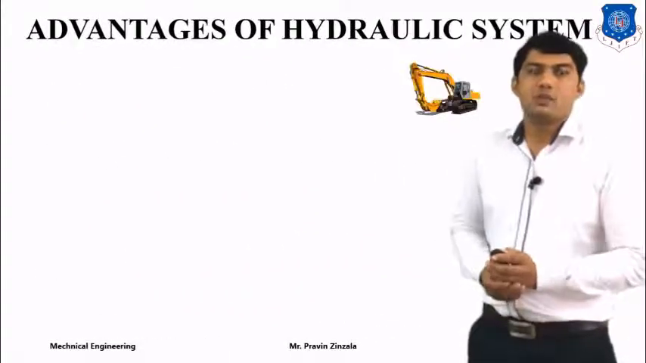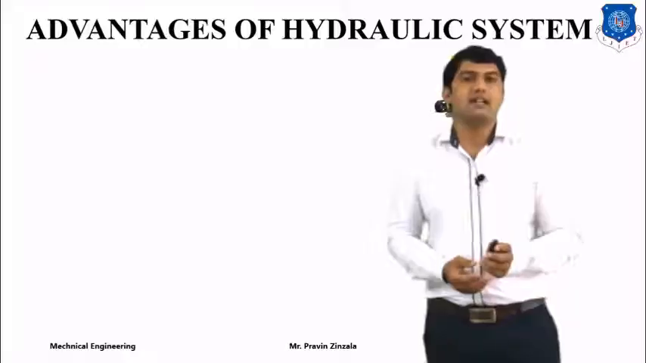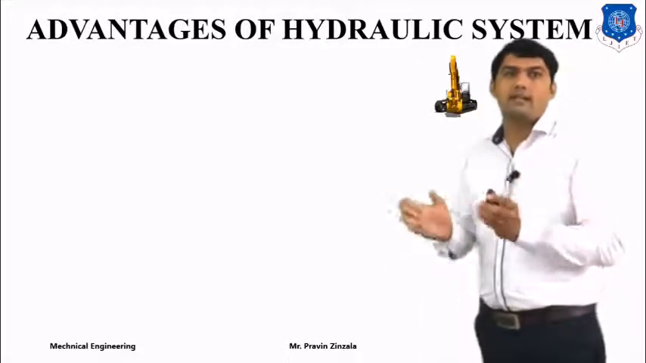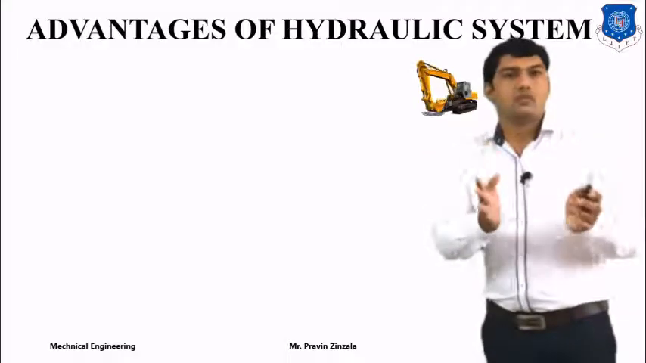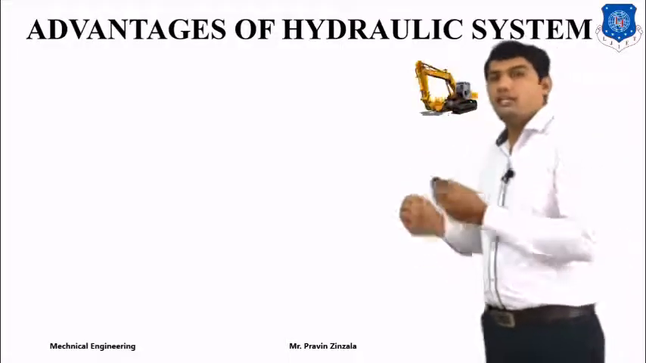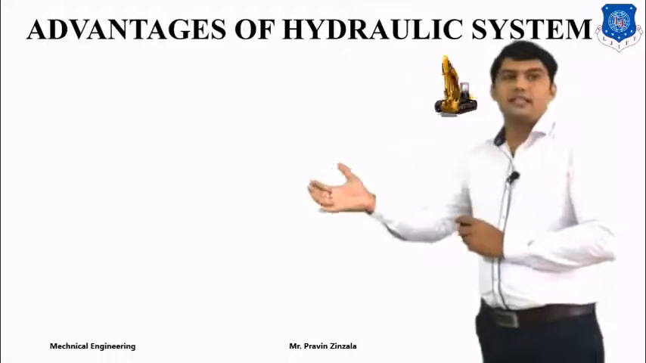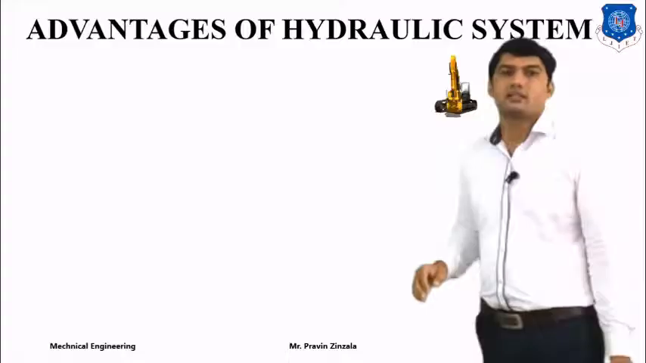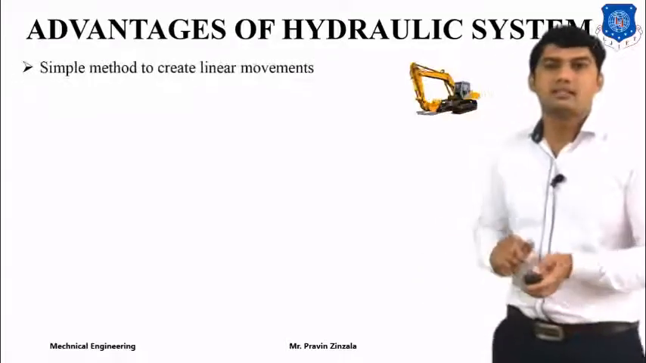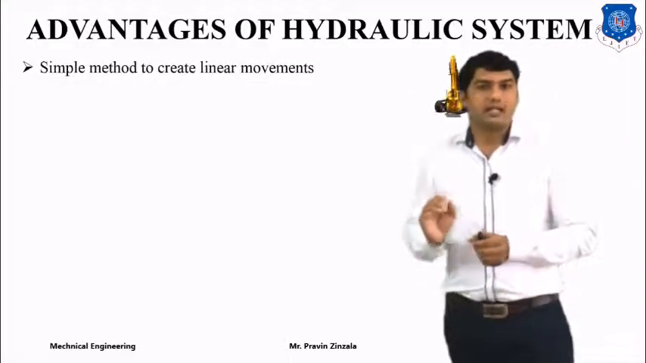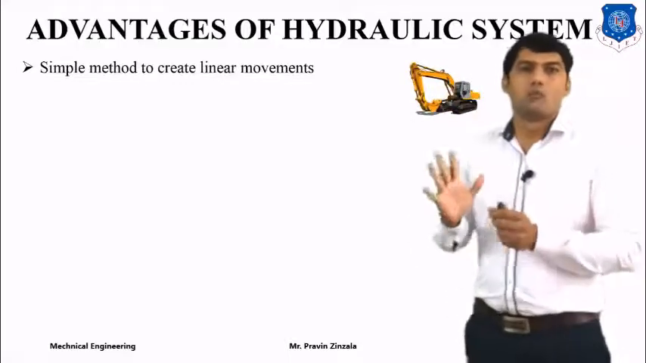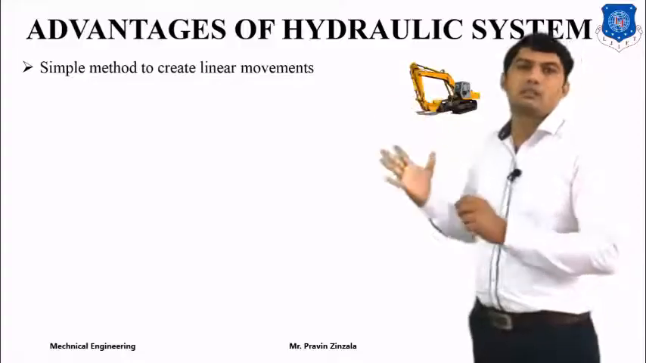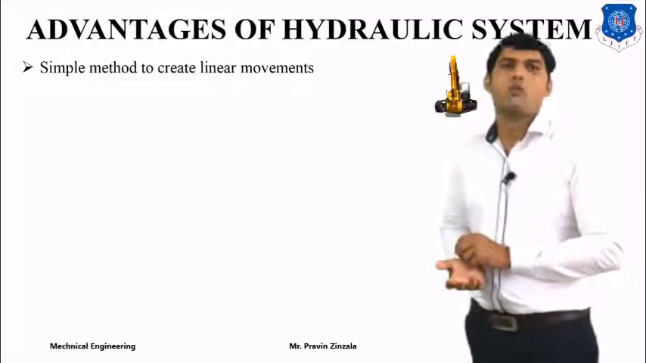Now we will discuss the advantages and disadvantages of a hydraulic system compared to the mechanical, electrical and pneumatic systems. If we are using any system, there are some advantages and some disadvantages according to requirement and application. The first advantage of a hydraulic system is a simple method to create linear movement. An example is the JCB. It is a simple method for creating linear movement.